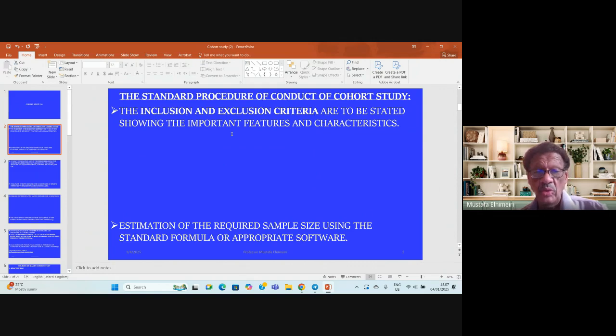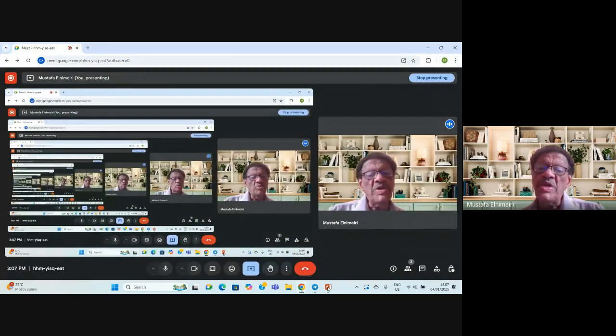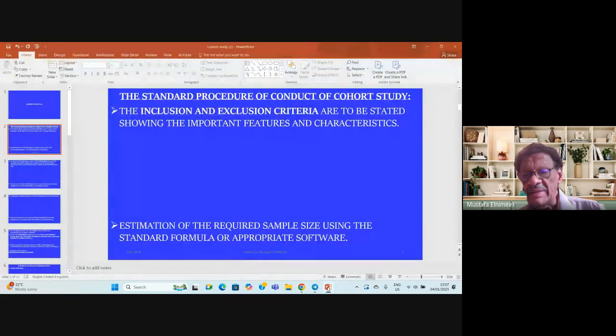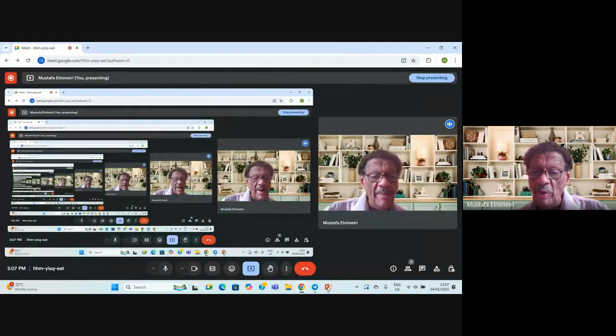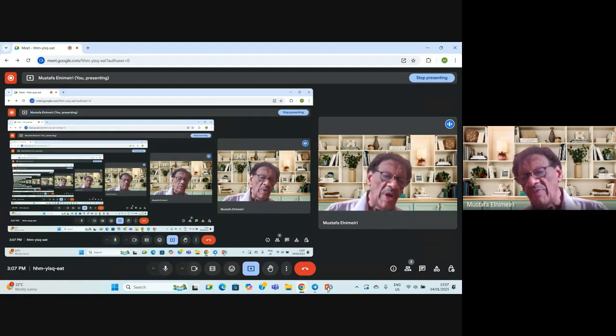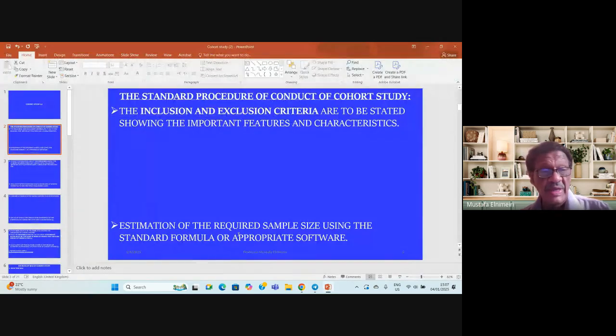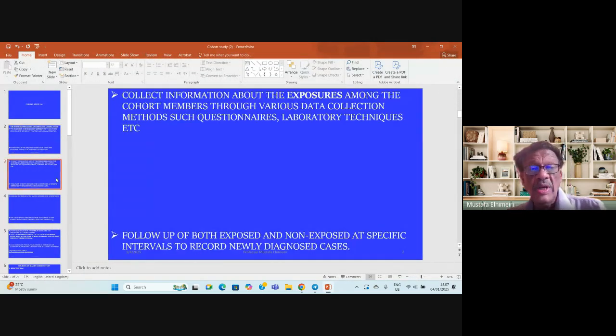The inclusion and exclusion criteria are to be stated clearly, showing the important features and characteristics that are going to be considered in the design. And thus, we need to carry some sort of estimation of the required sample size using the standard formula or appropriate software. So there is special software for estimation of the sample size for cohort studies.